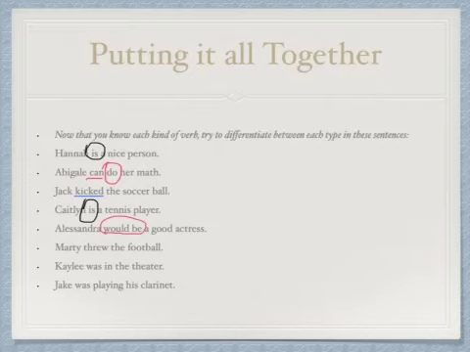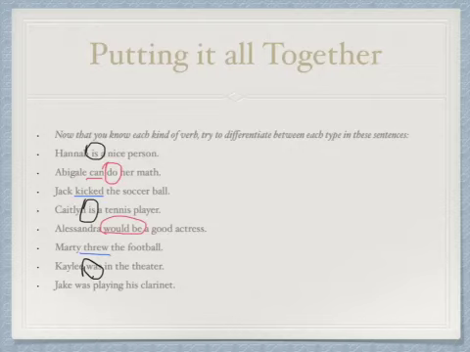In the sentence, Marty threw the football. The verb is threw. This is an action verb because it expresses the action that Marty is doing in this sentence. In the sentence, Kaylee was in the theater. The verb is was, because it explains where Kaylee was, providing additional information about the subject, Kaylee.